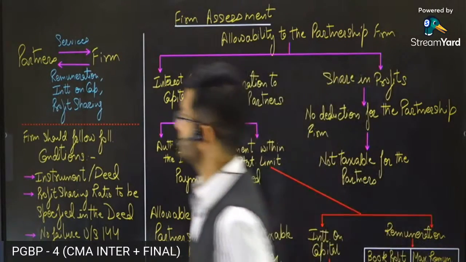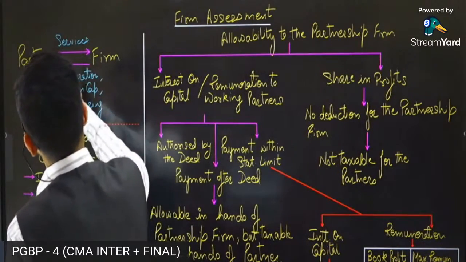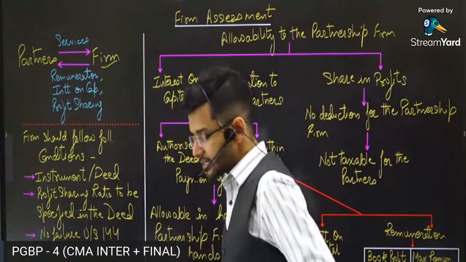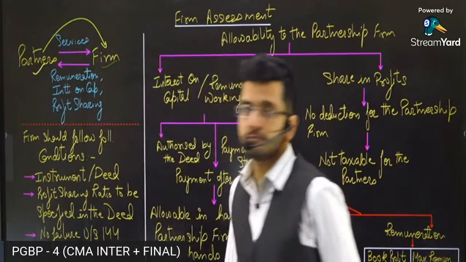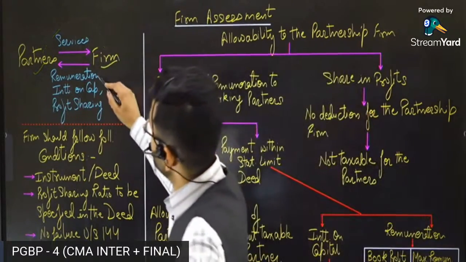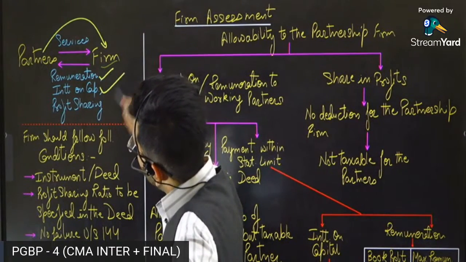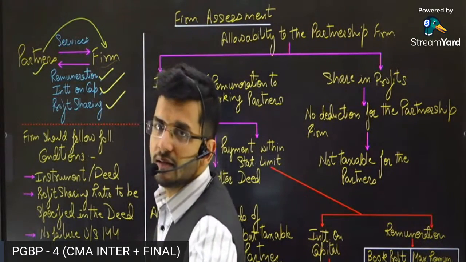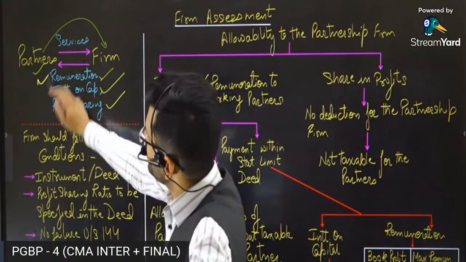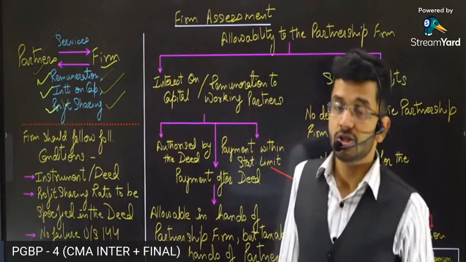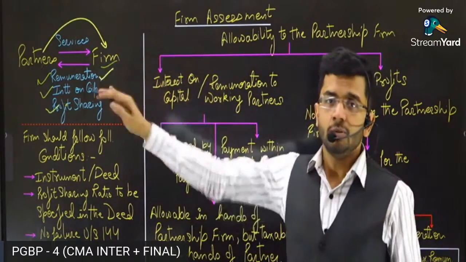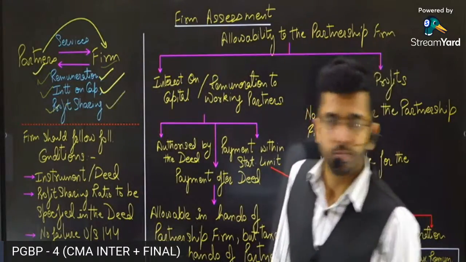Now, let us first understand what kind of payments are made from partners to partnership firm or vice versa. Okay. So, guys, partners provide services to the partnership firm, and in return, partners get remuneration, partners get interest on capital, and partners get profit sharing in the partnership firm. That is the equation between partners and the partnership firm.